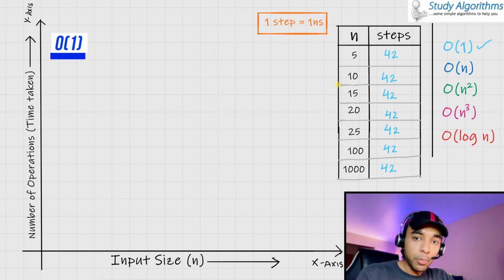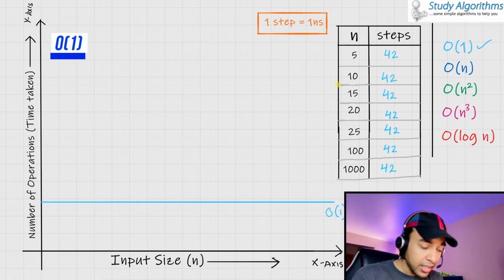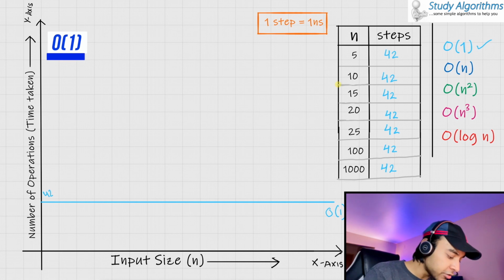So when you plot this value on the graph, it would look something like this. This graph is showing that no matter what your input size is, you still take a constant time, and that would be 42 nanoseconds.